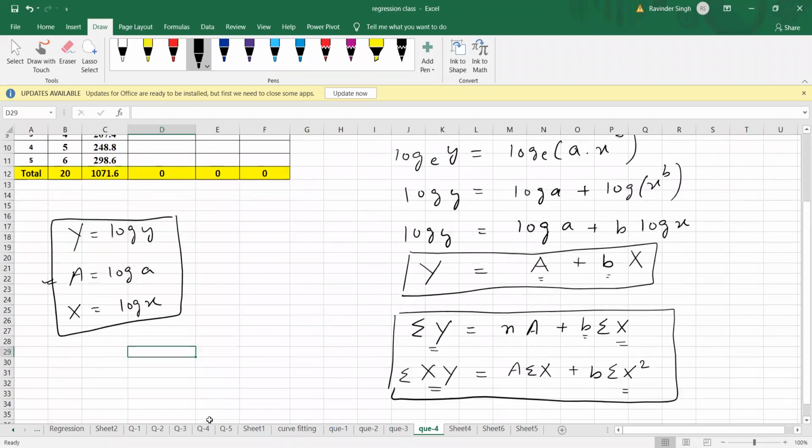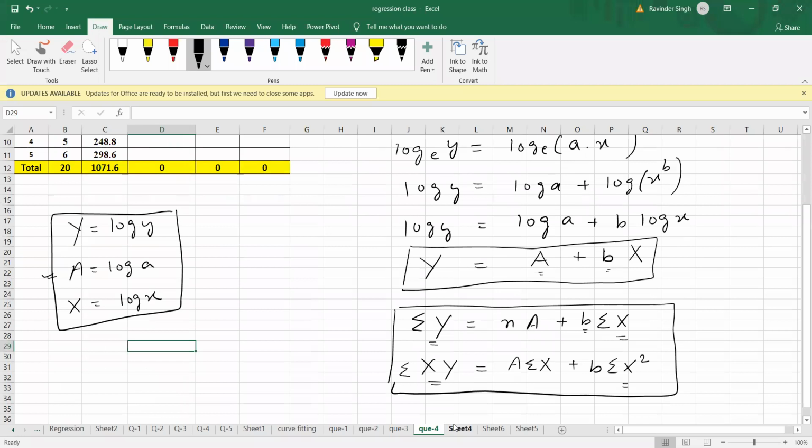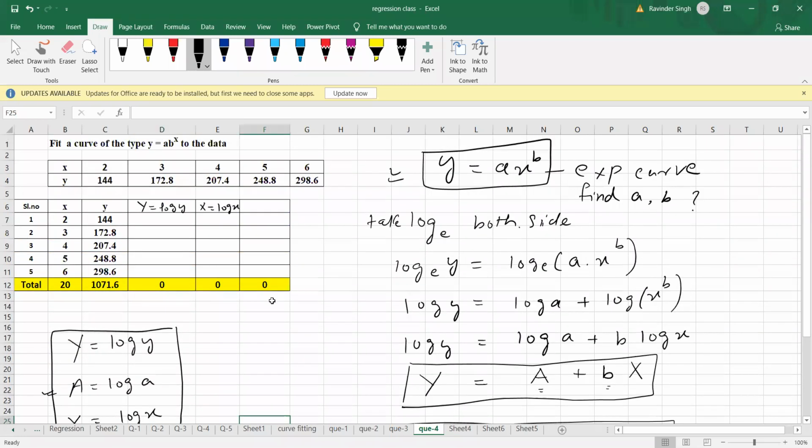And then what else we need? We need capital X into capital Y. So don't forget that you have to use natural log here. In some textbooks, they use base 10 also. So don't use base 10, use log base e only to find the values.